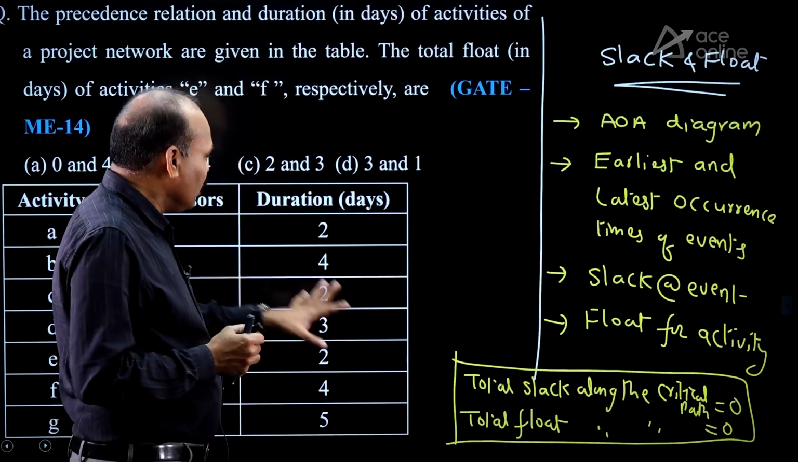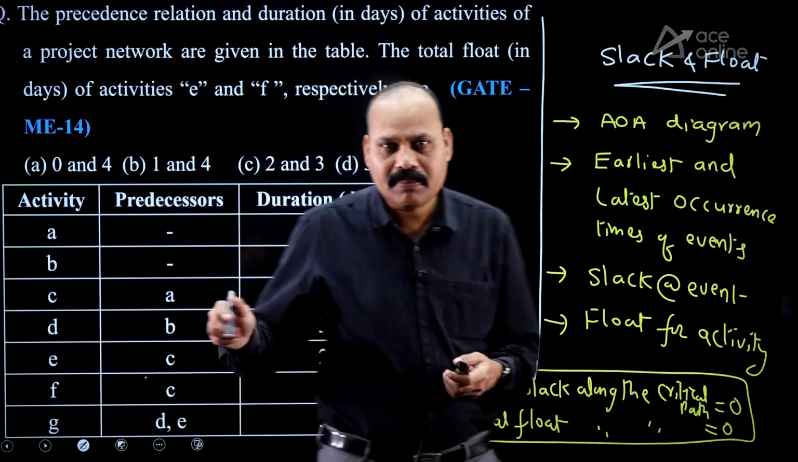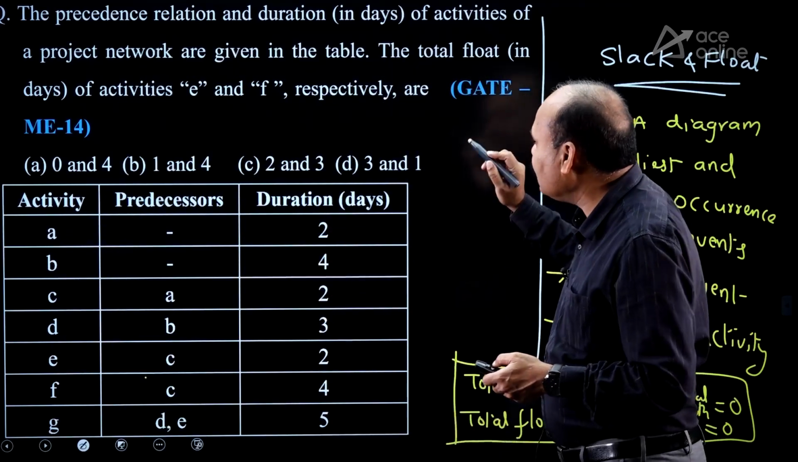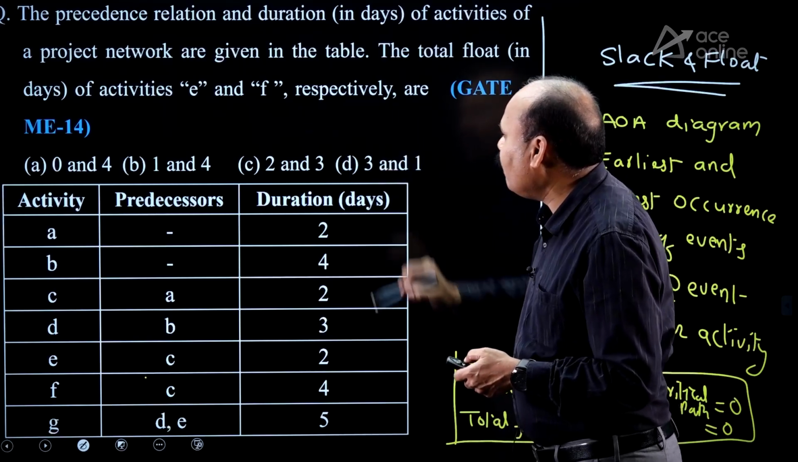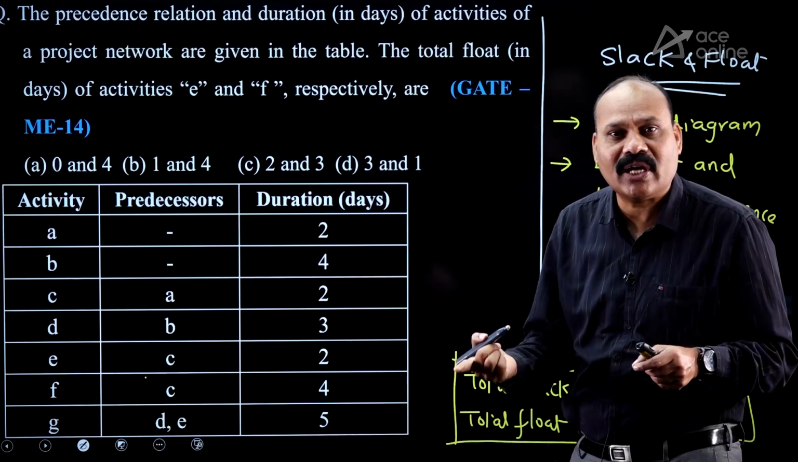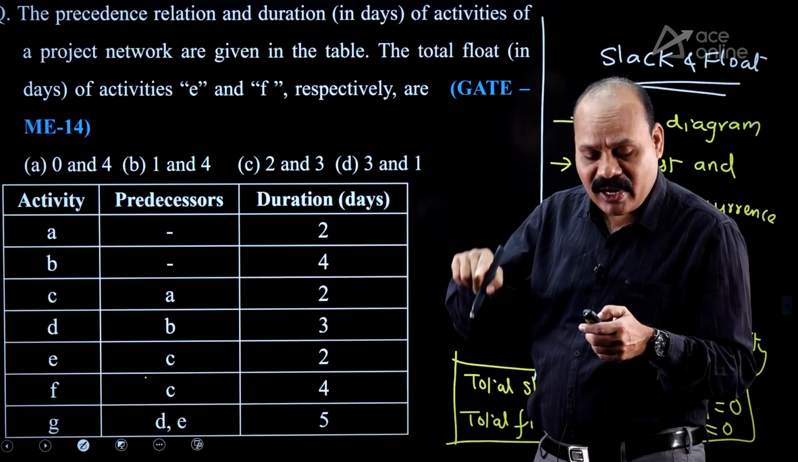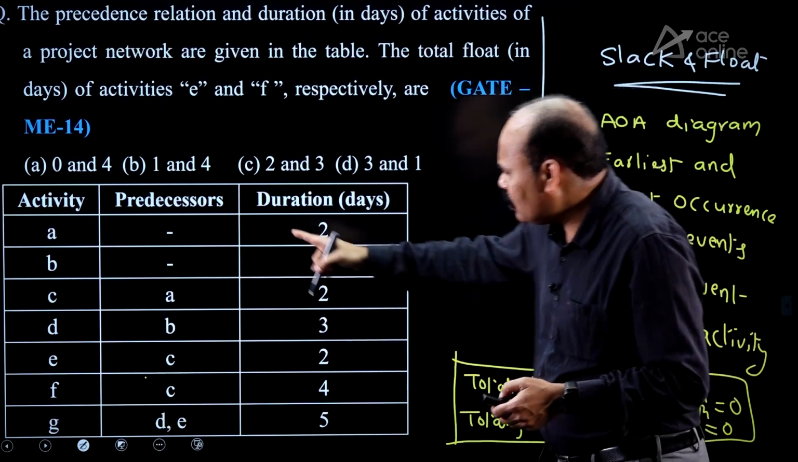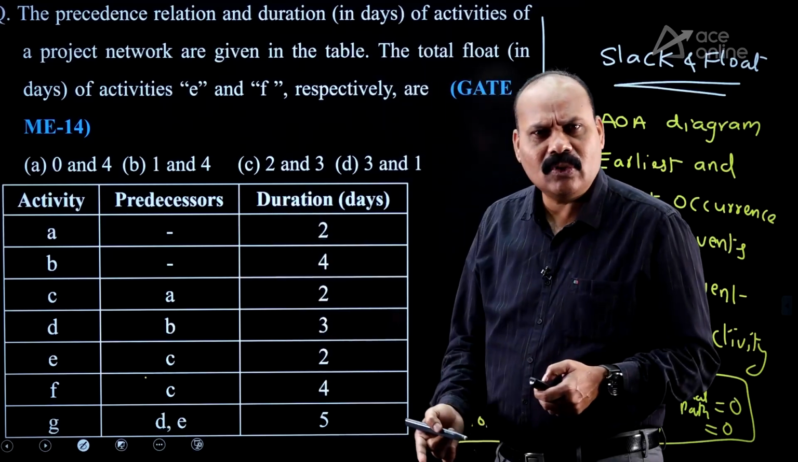Okay, now I will move to this question. Let me solve this question. What is required? Total float of E and F. For total float calculation, what is recommended? An AOA diagram is required, right? So this data I am going to convert into an AOA diagram.